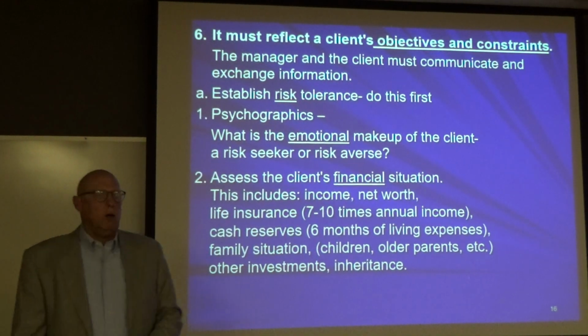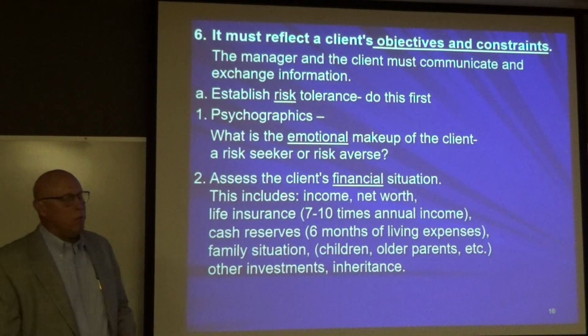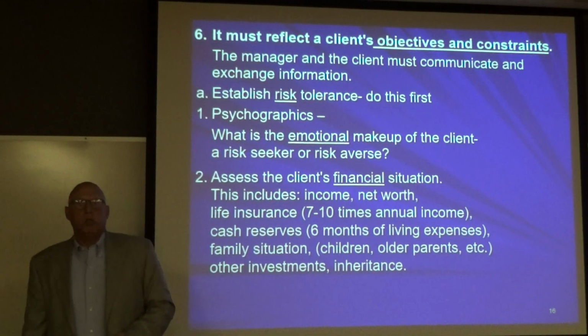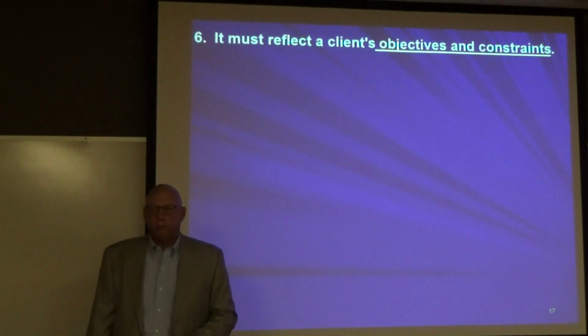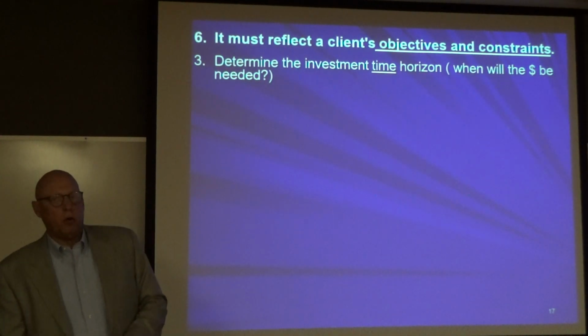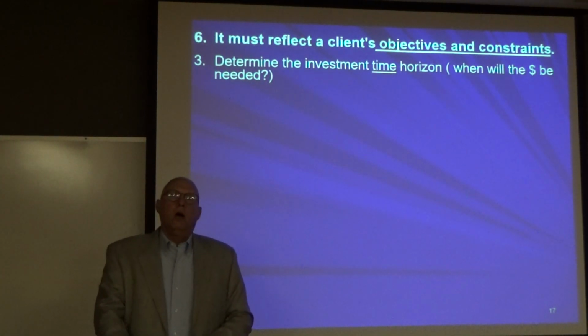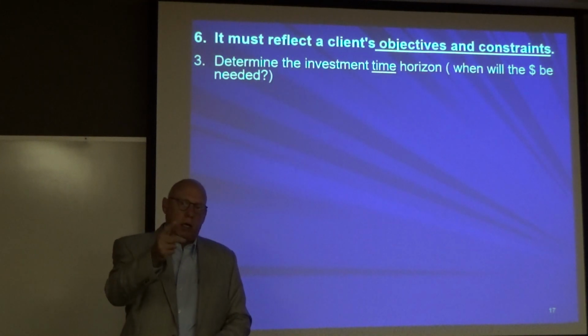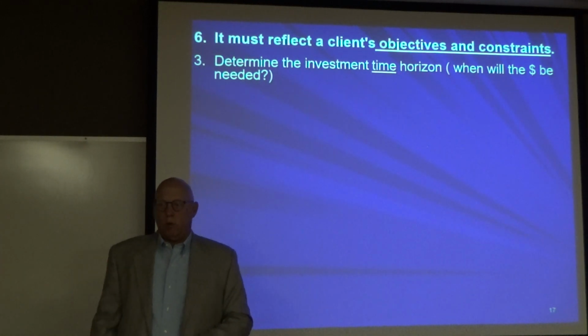Are both adults in a marriage working? What kind of jobs do they have? How secure are they? All right, then we determine the investment time horizon. So I told you the big 3 are the emotional makeup, the financial circumstances, and then the investment time horizon.